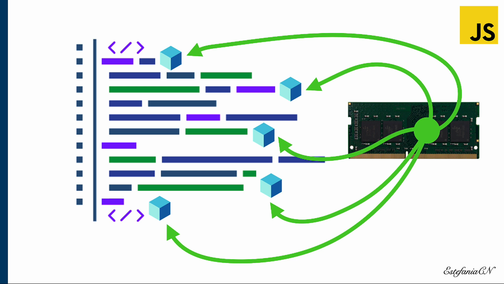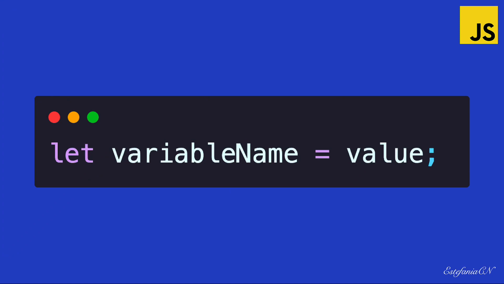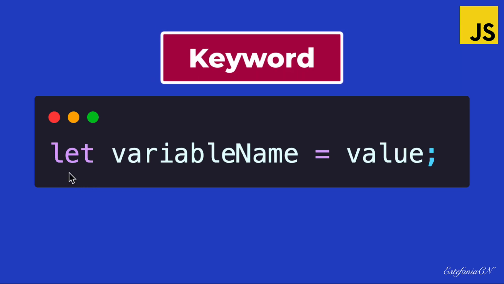So now let's jump into the actual practical aspects of variables in JavaScript. How can you define a variable in your code? To define a variable in JavaScript, you need to follow this syntax. First, we find let. Let is a particular keyword in JavaScript. A keyword is like a special word that is reserved in a programming language for a very special purpose, a very particular purpose in the syntax.